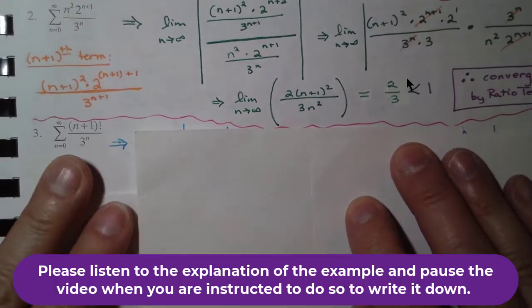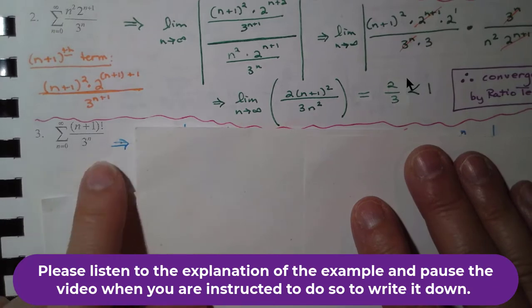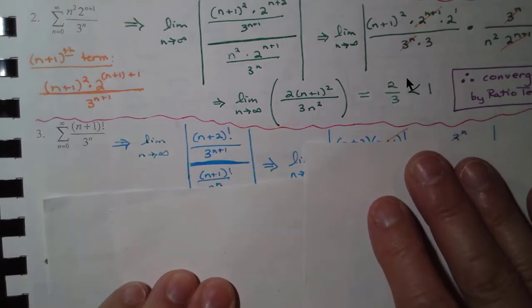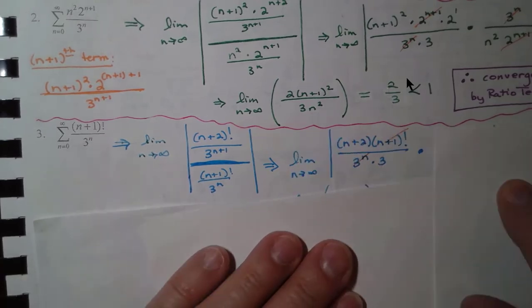Okay, so when we have factorials, usually the ratio test is what we like to use. It's one of the best. So I'm going to look at my n plus 1th term over my nth term, and I'm going to simplify.